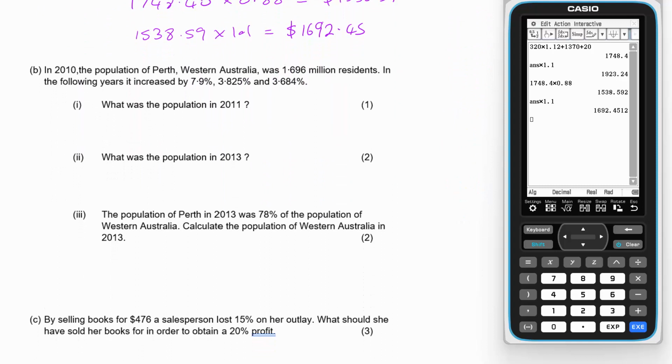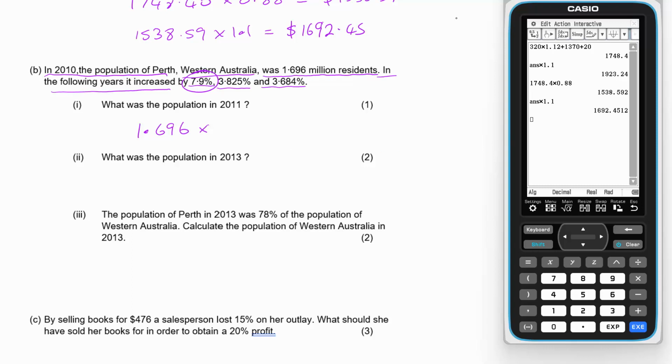In 2010, the population of Perth, Western Australia, was 1.696 million residents. In the following years, it increased by 7.9%, 3.825%, and 3.684%. What was the population in 2011? So we've got the 1.696 million. And after 2010, the first increase is 7.9%.